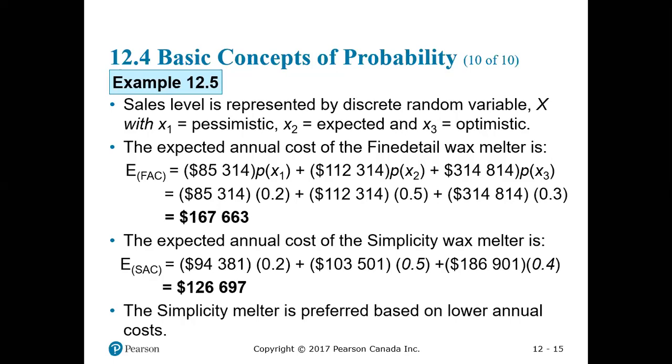So we can see that for simplicity it's 126,697. So the simplicity method is preferred based on lower annual cost, because the expected annual cost based on the three outcomes would be less for simplicity.